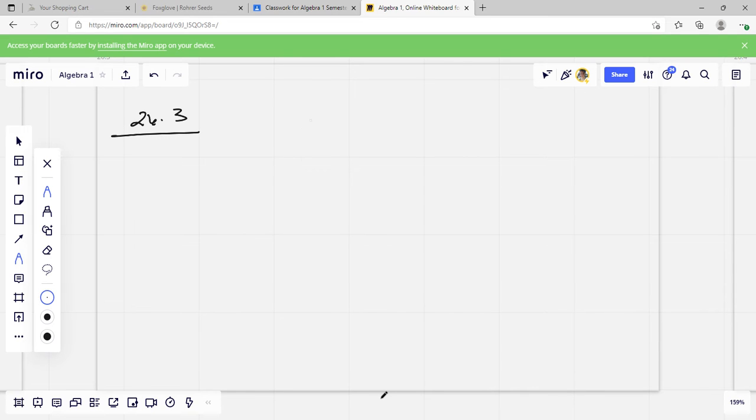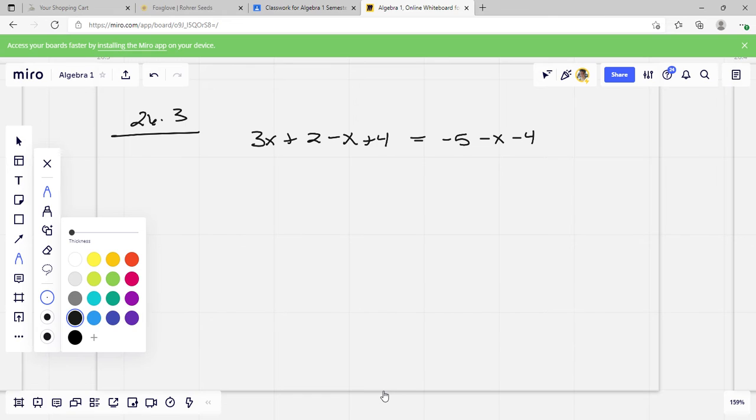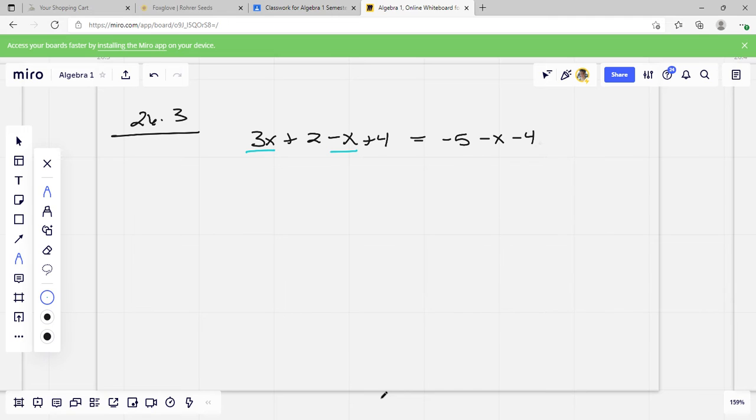26.3. That's a long one. So we've got 3x plus 2 minus x plus 4 equals negative 5 minus x minus 4. On this one we have to do an extra step. First we have to add our like terms on either side of the equal sign. There's a 3x and there's an x. On this side we've also got this 2 and this 4 that we can put together. And over here we can put together this 5 and this 4.